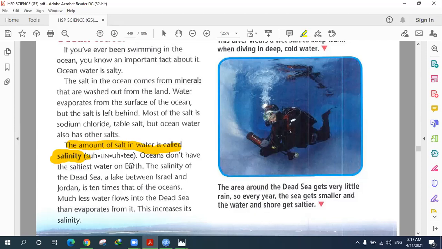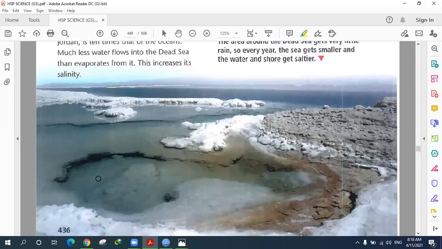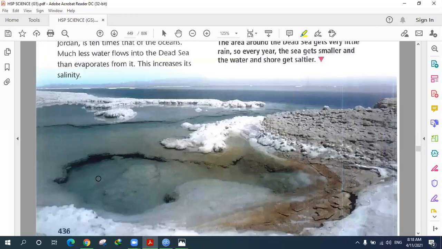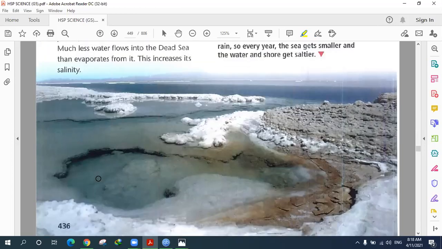Okay, so anyway, the oceans don't have the saltiest water, as we said. It's actually the sea. The Dead Sea, as we said, is so salty, and it's found between Palestine and Jordan. The amount of water that evaporates from it is more than the water that comes into it. So that means it stays salty forever.